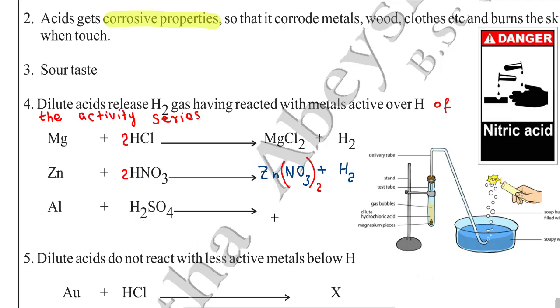Then aluminium goes with the SO4 group. There are 2 hydrogen already, H2 there. You can find this one, the valency difference. Valency of the aluminium is 3. That 3 should be given to this total SO4 group.